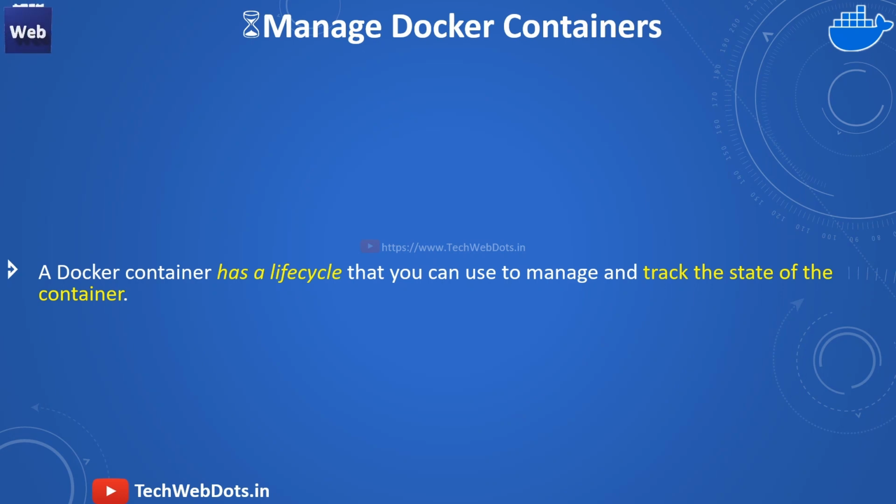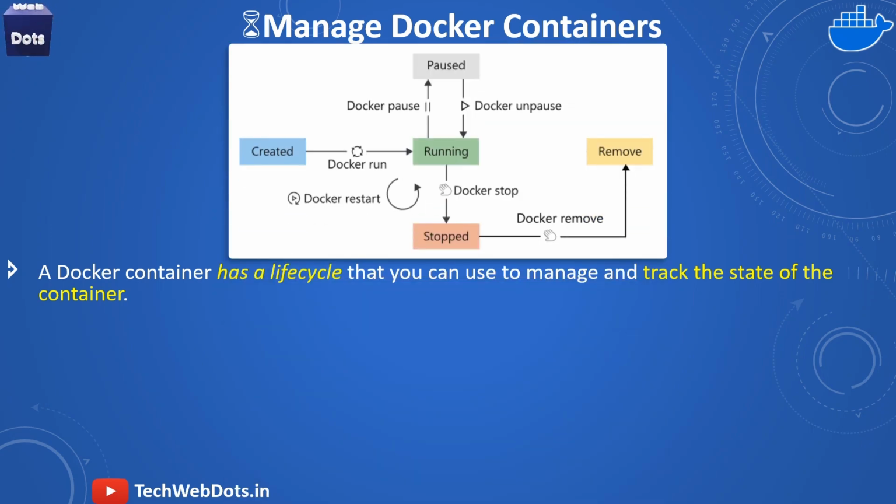A Docker container has a life cycle that you can use to manage and track the state of your container. I mean, in which state your container is. If you see in the image, it starts from created and goes to running. It can be paused, right? And then it can be stopped or removed, right?